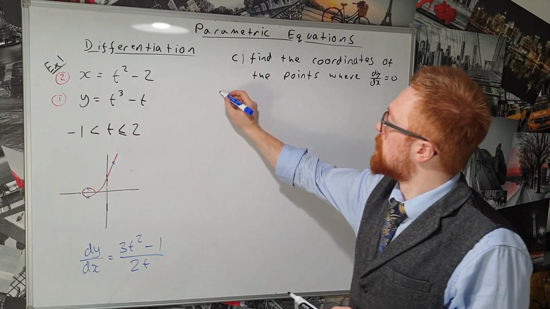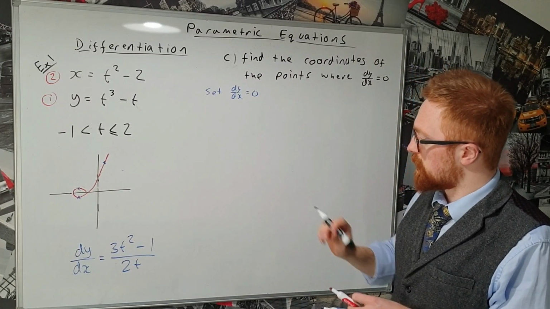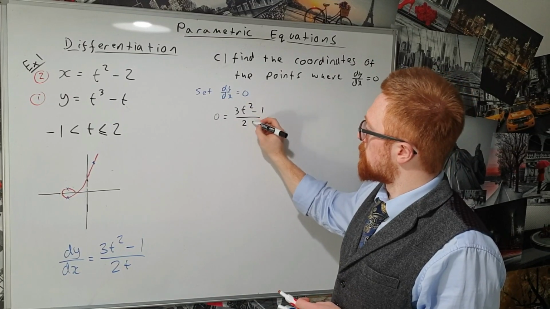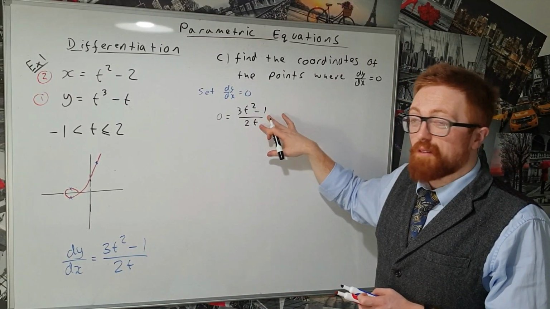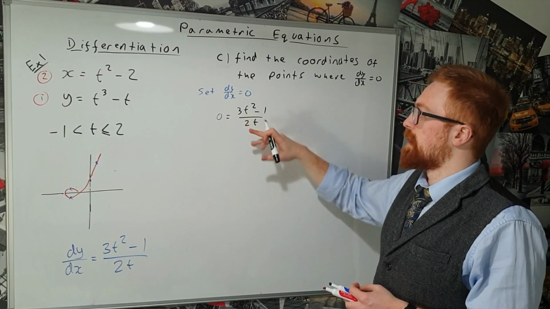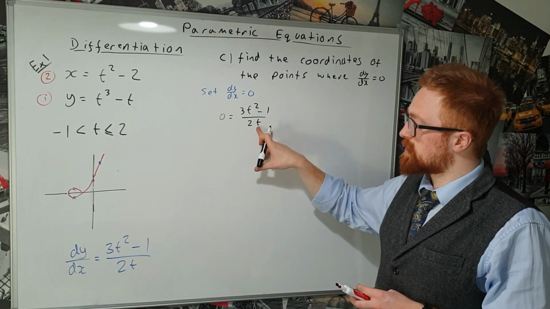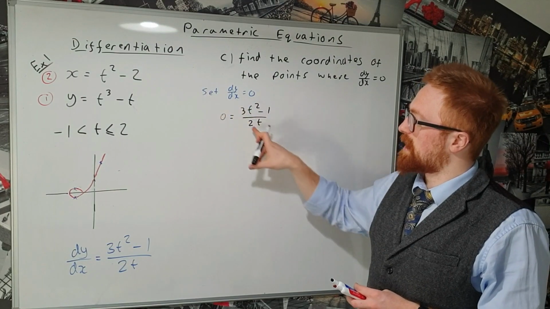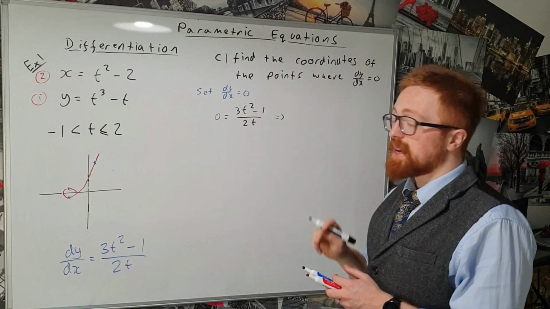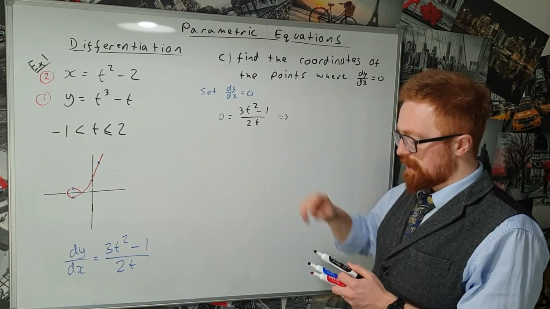So first things first, let's set dy dx equal to 0. So we get 0 is equal to 3t squared minus 1 over 2t. Now if we want a fraction to be equal to 0, we actually need the numerator to be equal to 0. We just need to be a little bit careful. If we get t is equal to 0 as one of our solutions, the dy dx isn't actually valid at that because we get a division by 0. But we'll cross that bridge when we come to it. It's just worth thinking that we should be wary of whenever t is equal to 0 here.